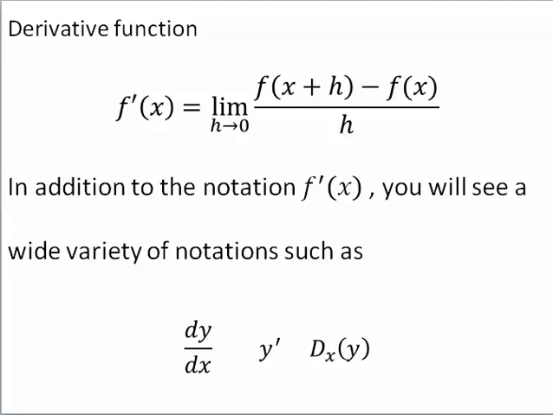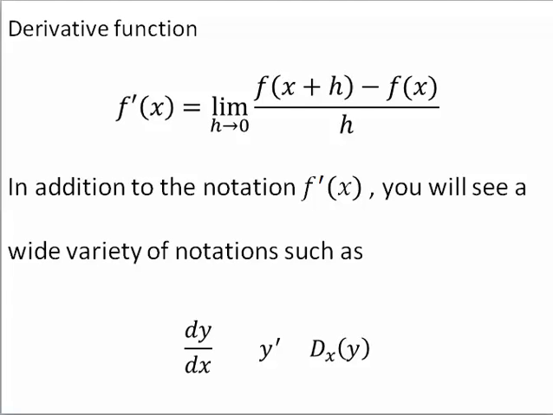Then we generalized this idea and we defined something that we called the derivative function. The derivative function is found with this limit process, where you first find this ratio f of x plus h minus f of x, all of that over h. You first find that ratio, then have h go to 0. And that's just a definition.